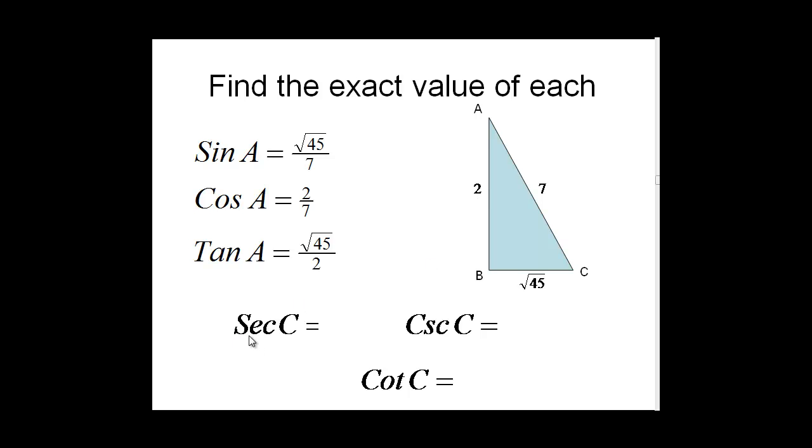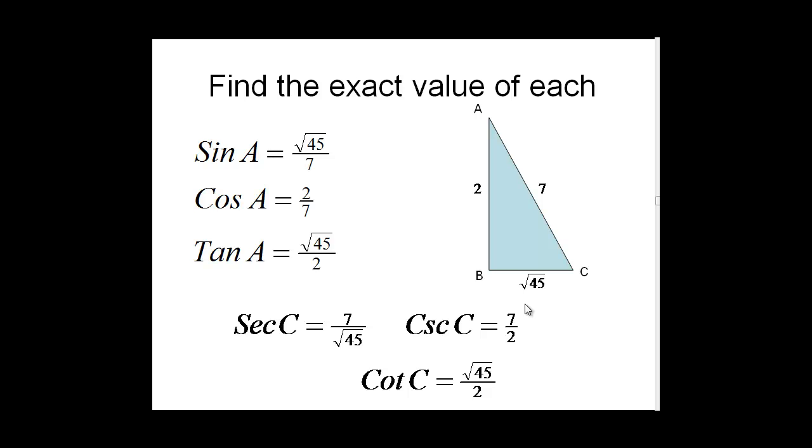Now, when we're looking at secant of C, that's going to be cosine flipped over, except we're looking at C. So here's C. Cosine deals with the square root of 45 and the 7, so it's going to be 7 over square root of 45. Cosecant of C, that's going to deal with the sine, which is the 2 and the 7, flipped over makes it 7 over 2. Cotangent of C is the 2 and the square root of 45, flipped over is square root of 45 over 2.